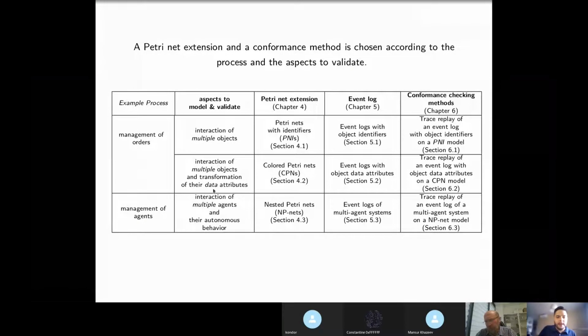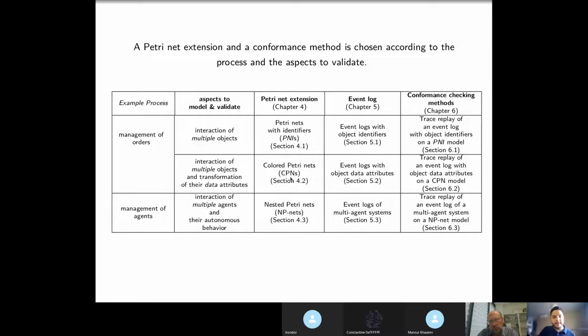Okay, the last point. A quick review of the previous part. With Petri-nets with identifiers, we focused on the interaction of objects in terms of control flow, so multiple elements interacting in the system. We would like to understand if the order of the activities in which they are executed on the real system complies with the specification, which is the model.